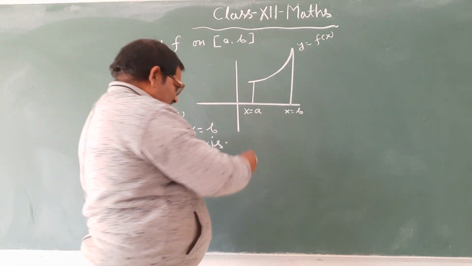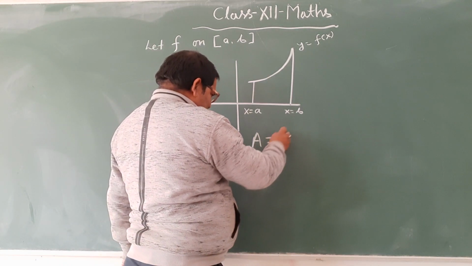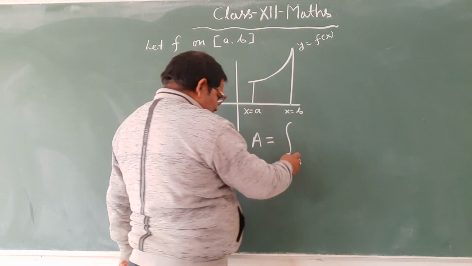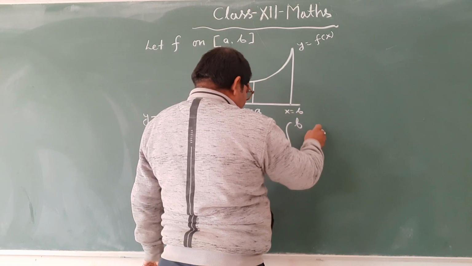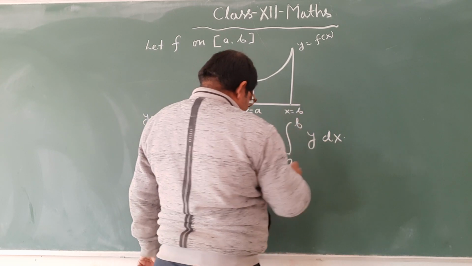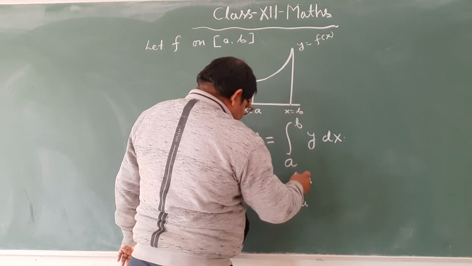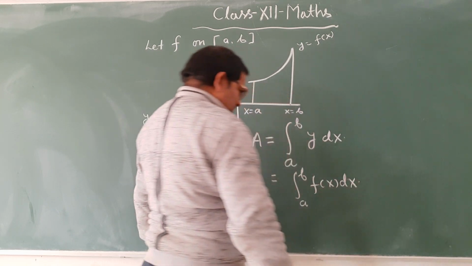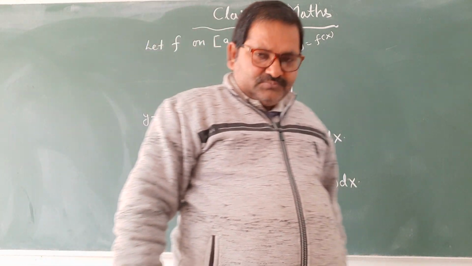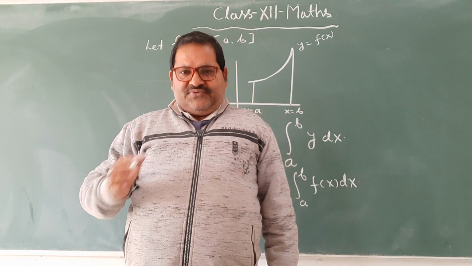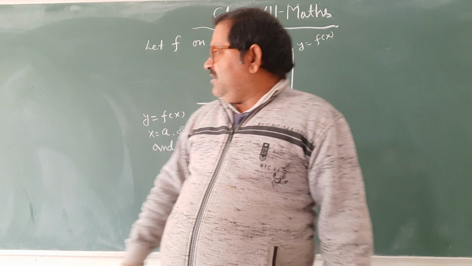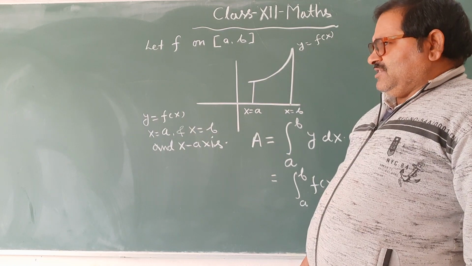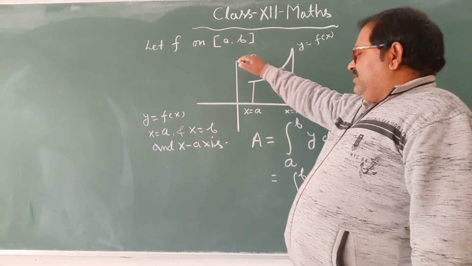So the area under the curve from A to B, y dx is equal to integral A to B fx dx. So we find the area under the curve when the function is a continuous function on the closed interval AB.